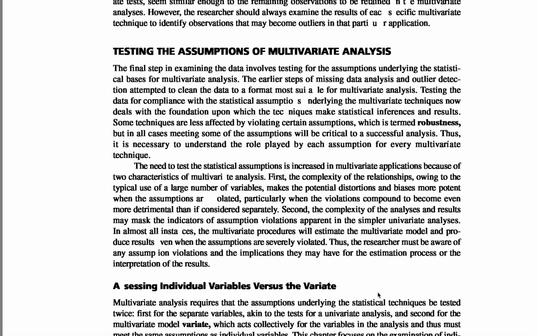Testing the data for compliance with the statistical assumptions underlying the multivariate technique now deals with the foundation upon which the technique makes statistical inferences and results. Some techniques are less affected by violating certain assumptions, which is termed robustness, but in all cases meeting some of the assumptions will be critical to a successful analysis. Thus, it is necessary to understand the role played by each assumption for every multivariate technique.